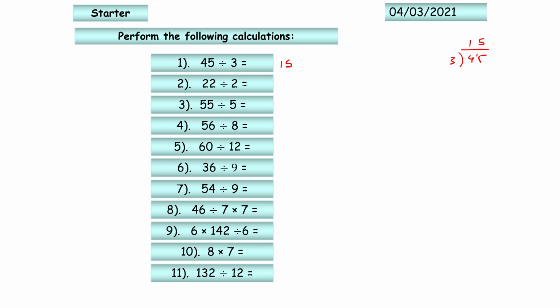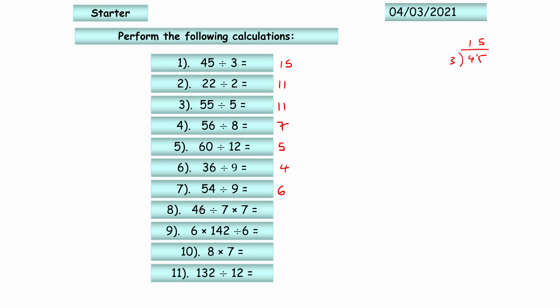Question 2, 22 divided by 2 is 11. 55 divided by 5, also 11. 56 divided by 8 is 7. 60 divided by 12 is 5. 36 divided by 9 is 4. 54 divided by 9 is 6. I used the answer then.